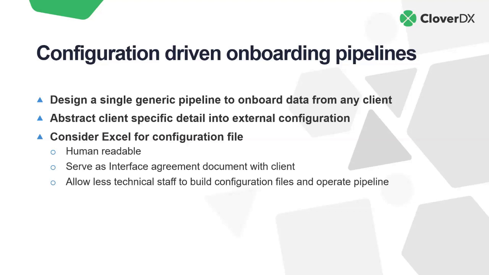We often like to use Excel for these configurations for several reasons. They're human readable. They actually can serve a dual purpose. In addition to instructing the pipeline how to behave, we can share this Excel sheet with the end client and say, hey, look, this is how we're about ready to treat your data, and if there are any issues, that document can serve as a launching point for discussions with the client on how the ingest may not have worked as expected, right?